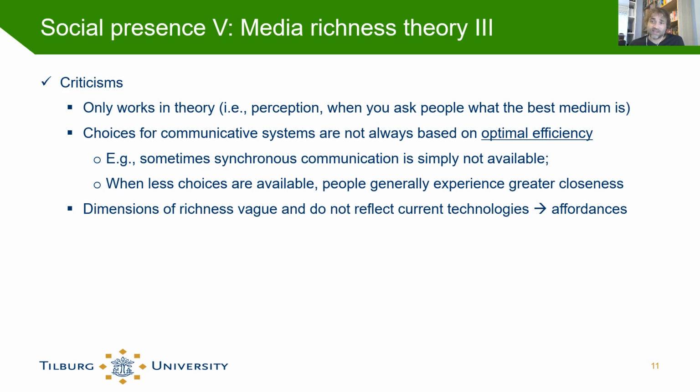Which basically means that sometimes the social media we use can be more rich in certain terms, in terms of the ability to reach a lot of people, than face-to-face interaction. And the theory does not account for that. So you need affordance theory in combination with a kind of media richness theory in order to predict how people may use social media. More about that later on.